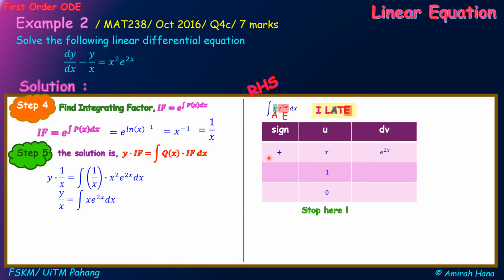And then we continue with the sign column. We must start with the positive sign first, and then we alternate with negative and then positive. After that, we complete column dv.